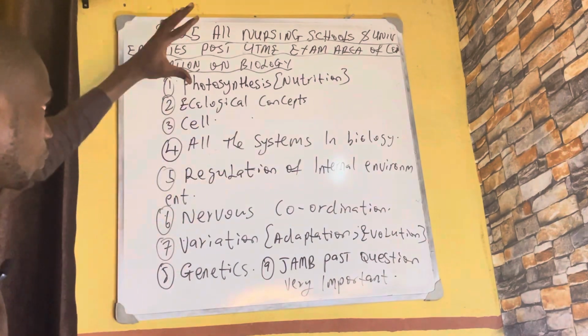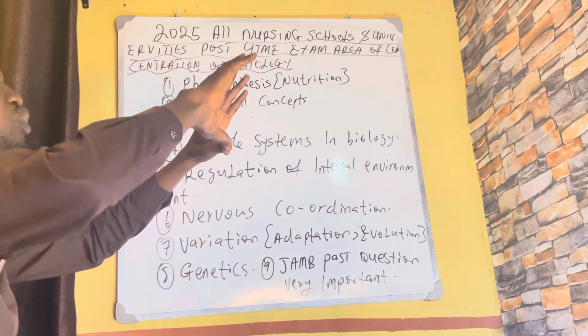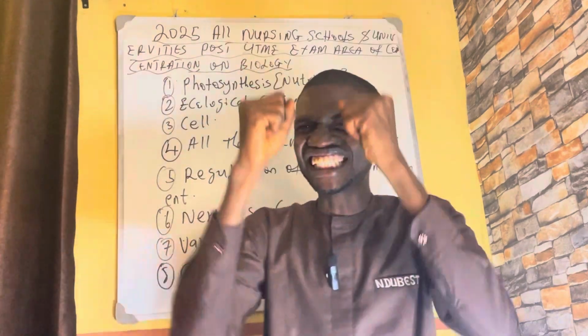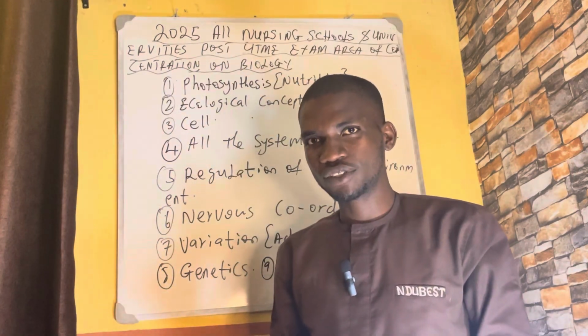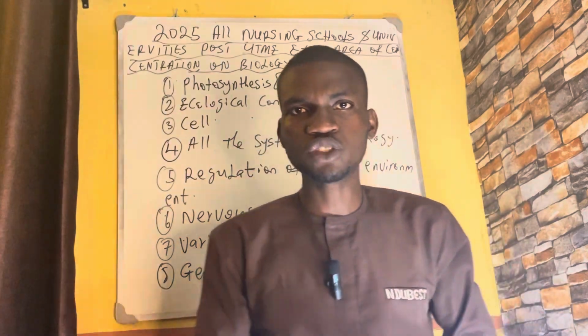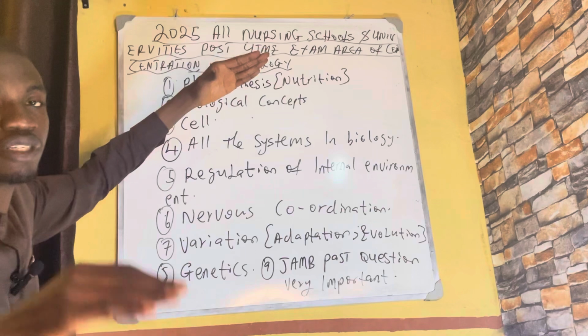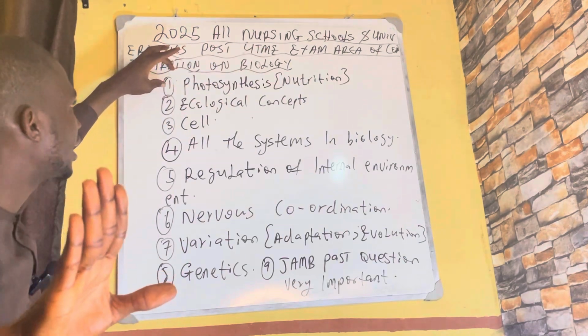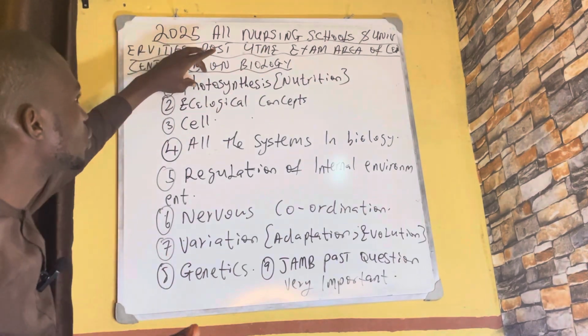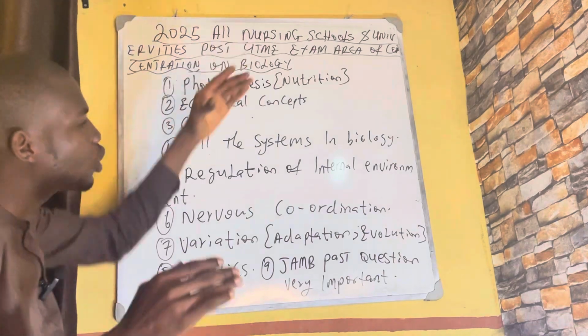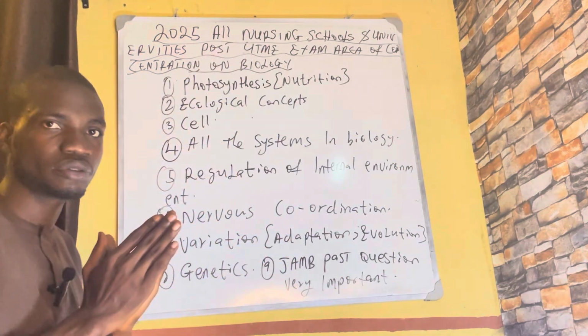Do you understand? But for the other ones, you just read. You don't need to read much. Just get the concept of that topic. You don't need to get the mechanism of the topic. Like photosynthesis, if you're going for nursing school and all these other schools, apart from the four top schools I listed, what you need to know here is how plants manufacture their food.